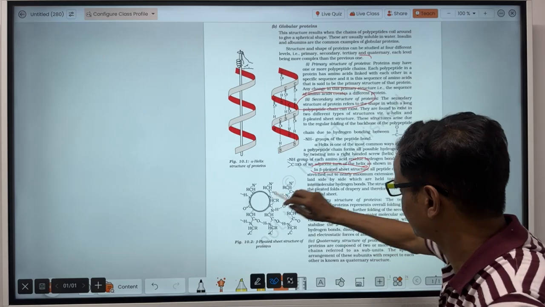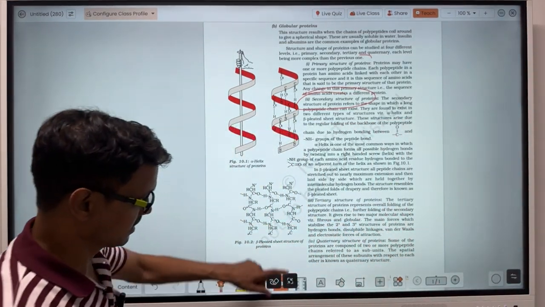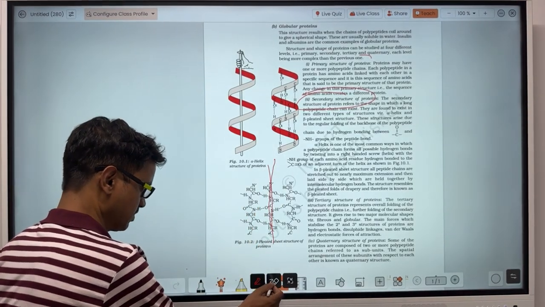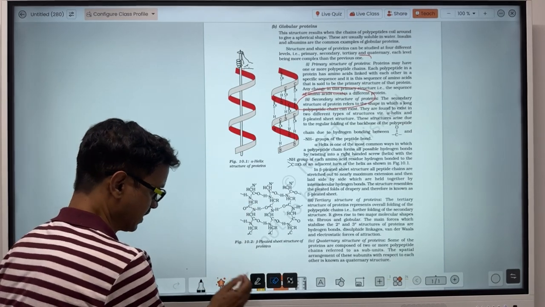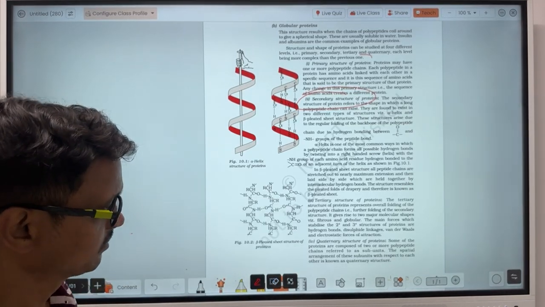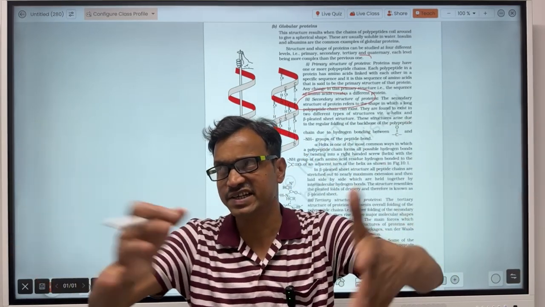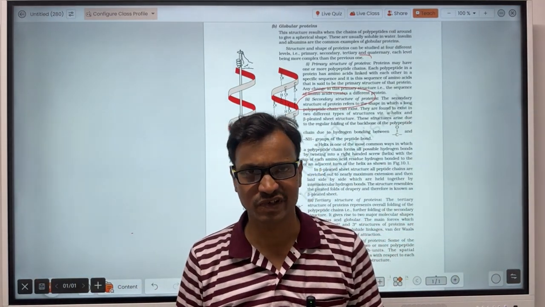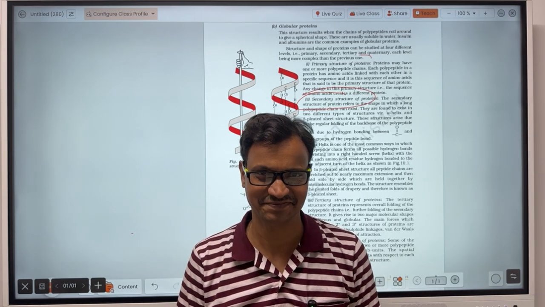Then after, let's see about the tertiary structure. In the tertiary structure, the supercoiling of the chain will take place. In the quaternary structure, the supercoiled structures will arrange together, and each supercoiled structure will be bonded with the others through van der Waals force of attraction.